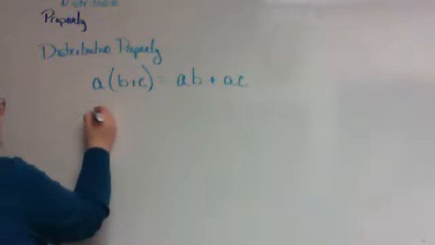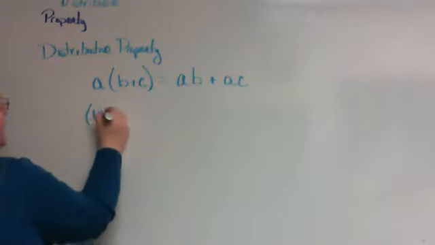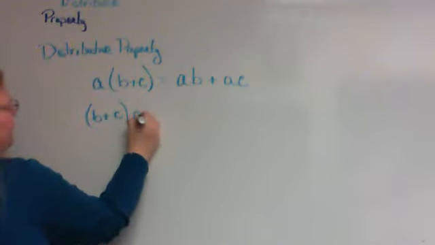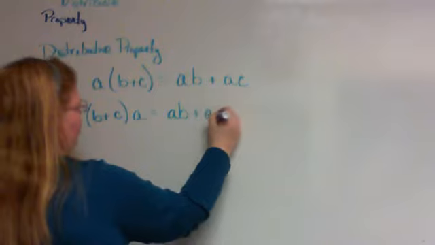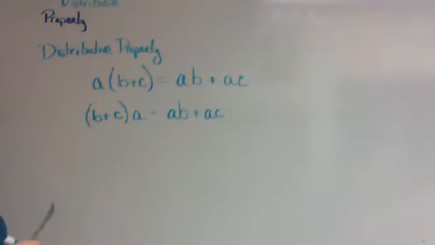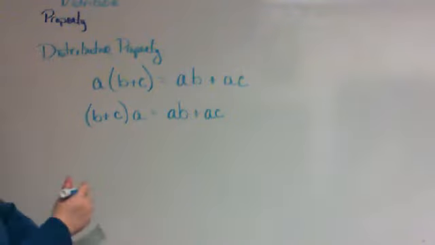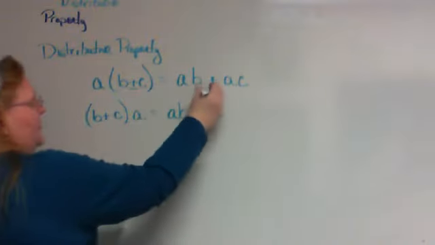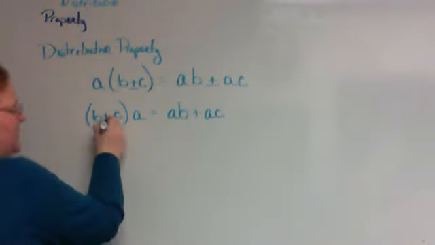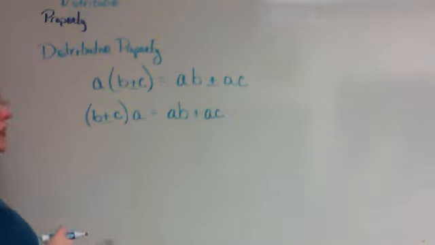Same thing happens if it's in the back. Doesn't matter which way it goes. It's still called the distributive property. It also works if there's a minus here, because if there's a minus here, then there's a minus there. Same thing here. It works if there's a minus.